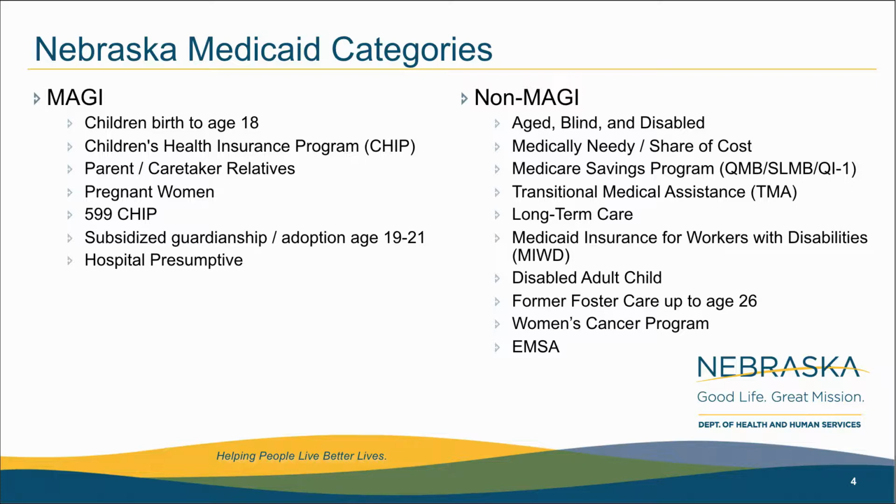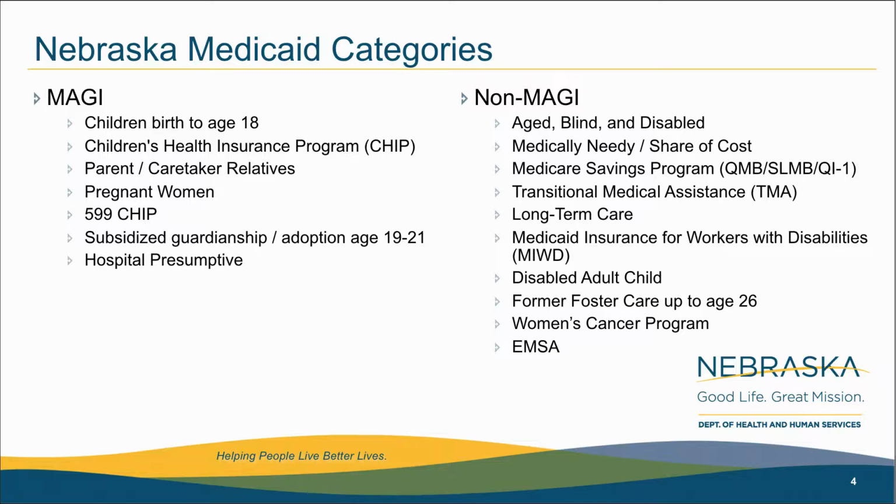And let's see, subadopt and guardianship, again, that's a category that was provided by a bill within the state that was passed a couple years ago that says that anybody that's placed in the adoption through the state, who was a state ward, can receive Medicaid coverage up until their 21st birthday. And then we have hospital presumptive as well.